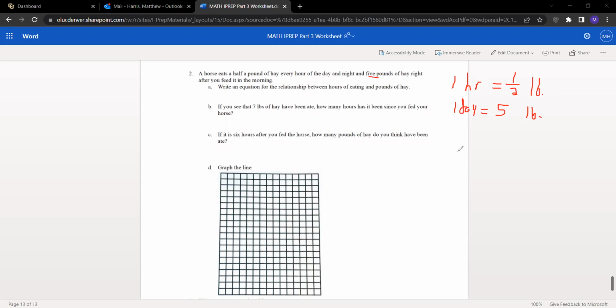So let's write an equation. First, we have to identify our variables. We have x, which is independent, and we have y, which is dependent. So we have pounds of hay, and we have hours, right? For every 1 hour, we have half a pound. So hours is what we're working with here.